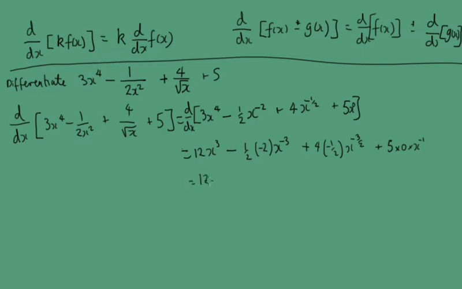So we've got our 12x cubed. The next term is going to become a positive, and it'll be 1 over x to the power 3, because those will cancel, minus 2 over x cubed, because x to the 3 over 2 is the same as that, and this last one will just be 0. So that's our answer for this one.